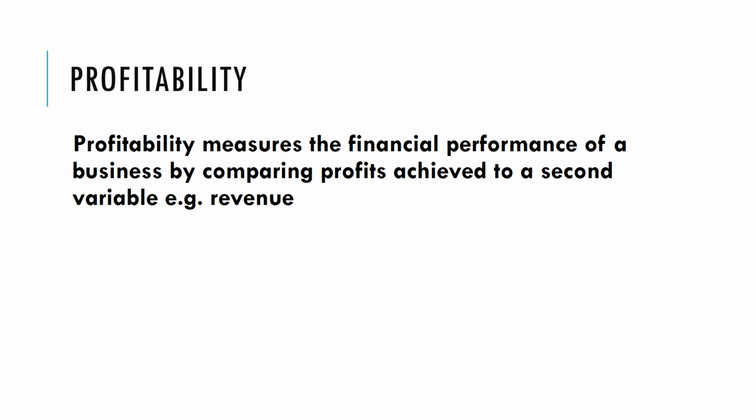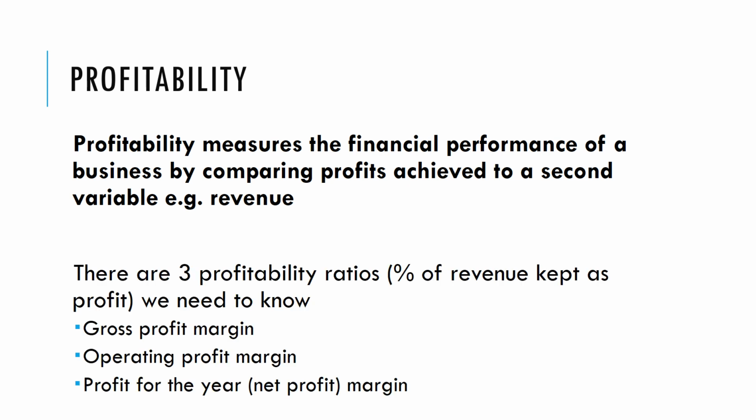So let's take this down in our notes. Profitability measures the financial performance of a business by comparing profits achieved to something else. For example, revenue. Comparing profits to revenue gives you an idea of how profitable the business is. And in business, we'd normally measure it by using three ratios, or three percentage calculations. And these are gross profit margin, operating profit margin, and profit for the year, or net profit margin. And we need to know these three.